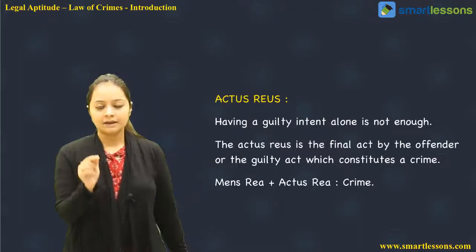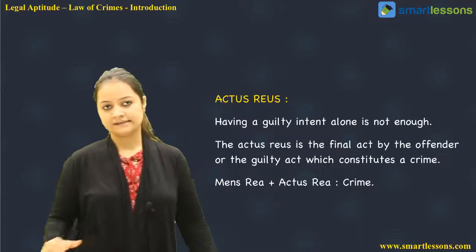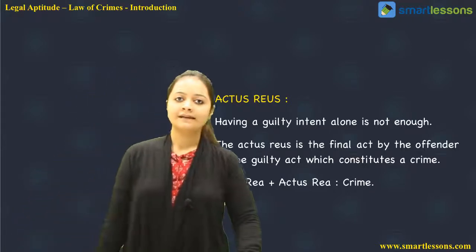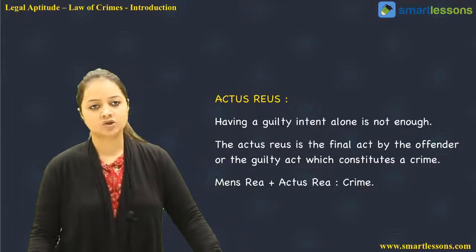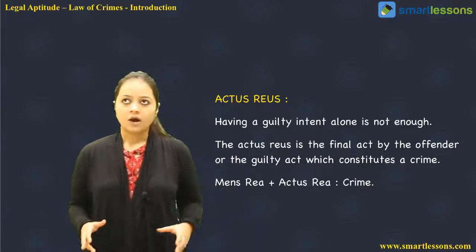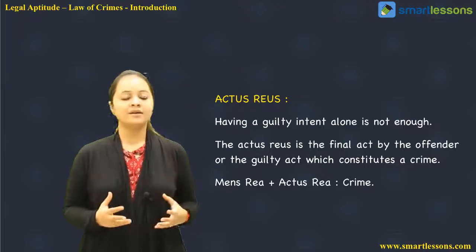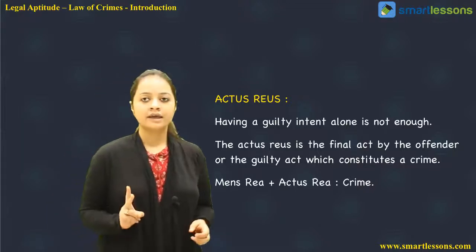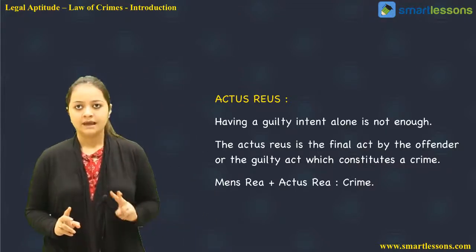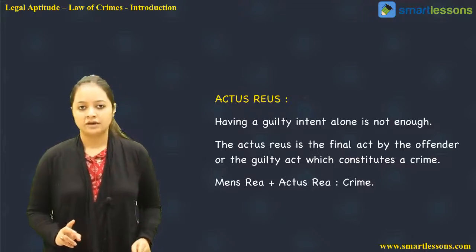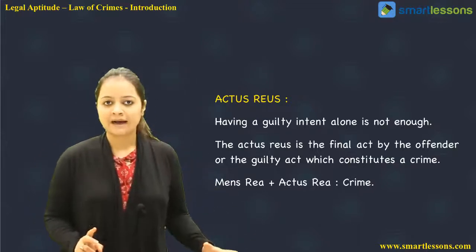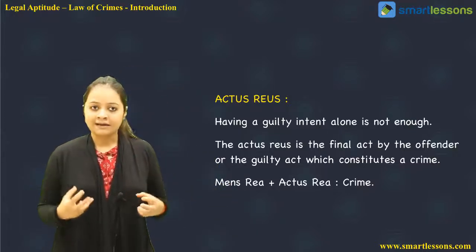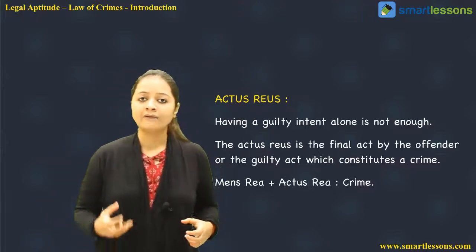The third element would be actus reus. Having a guilty intent alone is not enough. The actus reus is the final act by the offender, the guilty act which constitutes a crime. So another very important element of criminal law. Whenever you need to prove a criminal law case, you need to depend on these two elements, mens rea and actus reus. Mens rea is the guilty mind and actus reus is basically the guilty act, the physical act which you have performed.